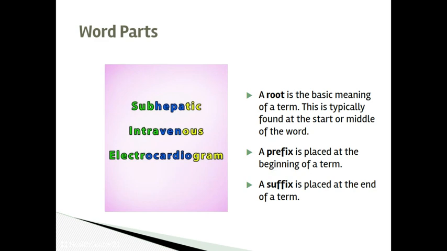So, a med term has three parts. It has a root, a prefix, and a suffix. And I'll go into each one a little bit here. But you can look at the three examples there. The blue letters are the root, the green letters are the prefix, and the yellow letters are the suffix. So what do they mean?